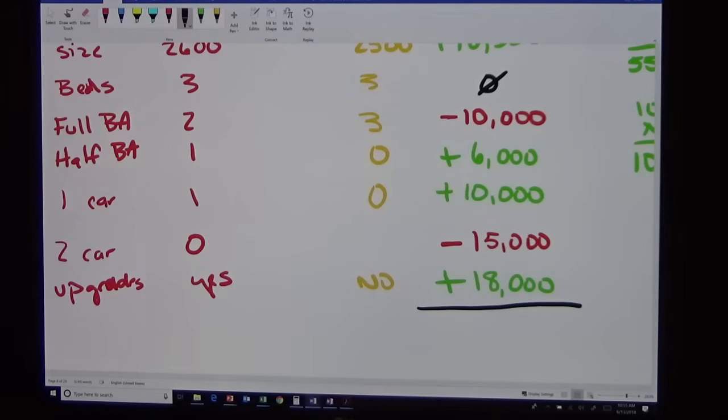I'm going to add the $10,000 for the one-car garage, and I'm going to subtract the $15,000 for the two-car garage, and I'm going to add the $18,000 for the upgrades. And when you do all that, I come up with $293,083 and 33 cents.